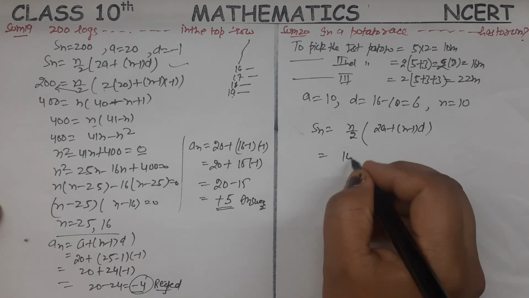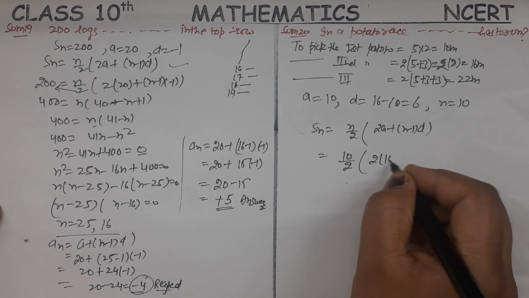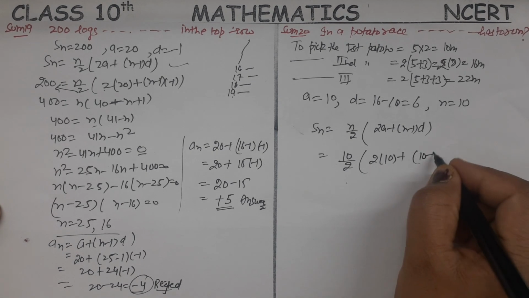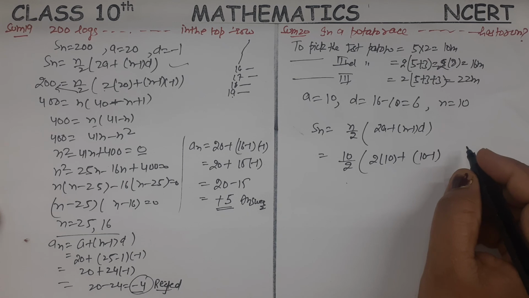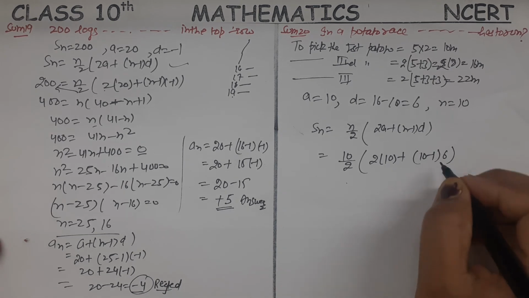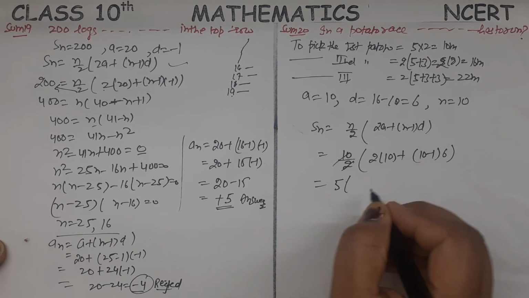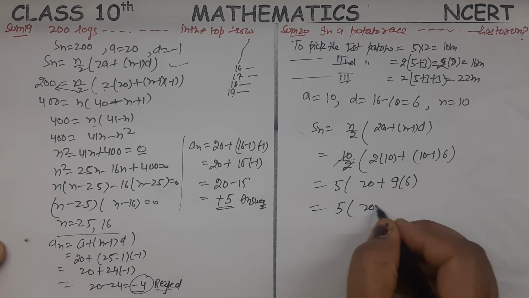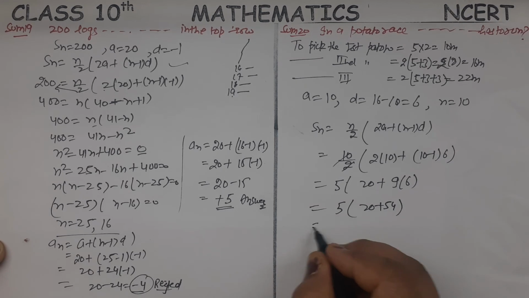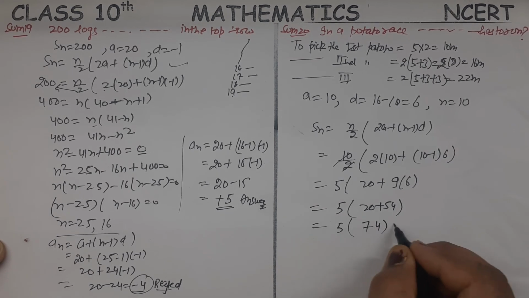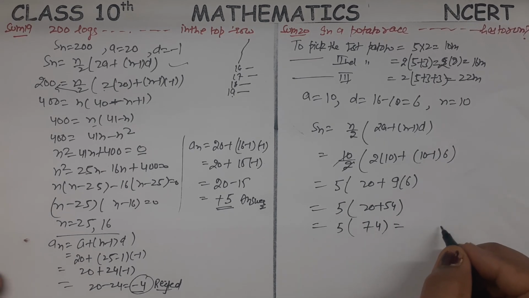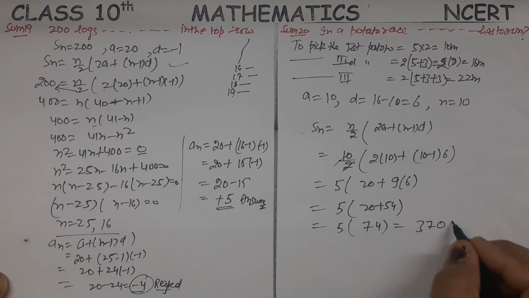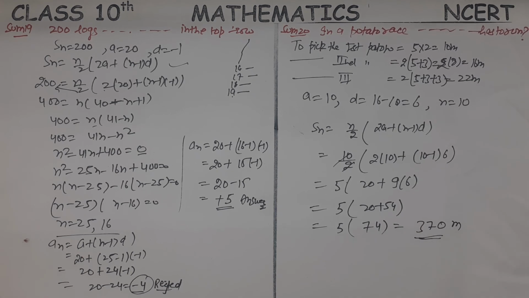Now substitute the values. Solving. Multiply. Total distance covered by the girl to pick all the potatoes is 370 meters.